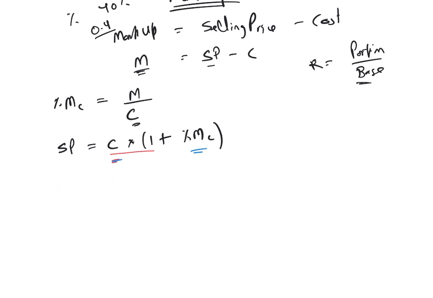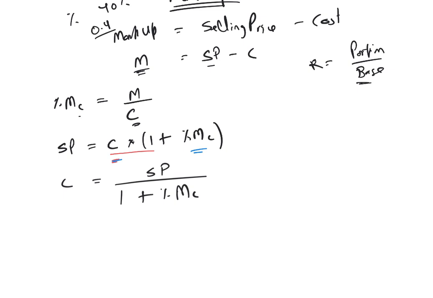And from this, we can easily derive that if given my selling price and given my percentage markup, I can calculate cost. Now the cost, if we go with this basis, is my selling price divided by 1 plus percentage markup over cost. Right, so this is when we work on the basis of cost.